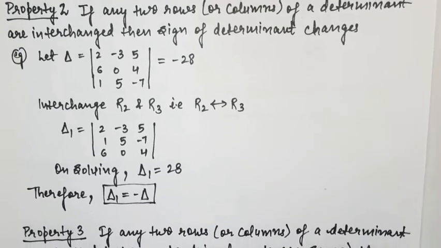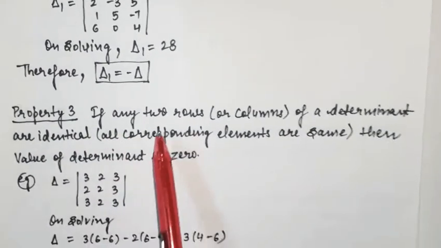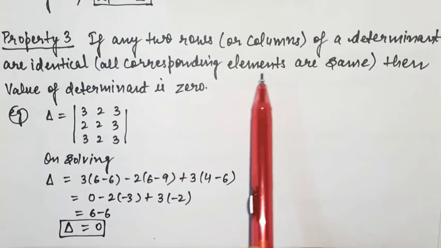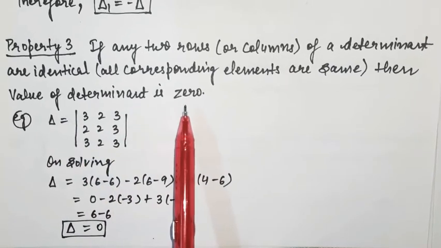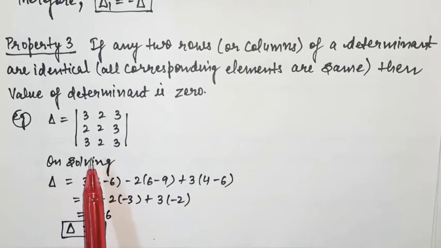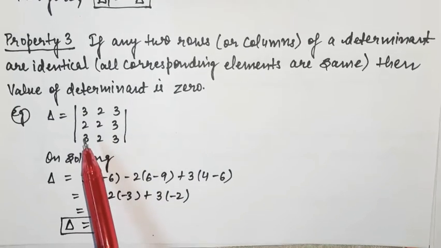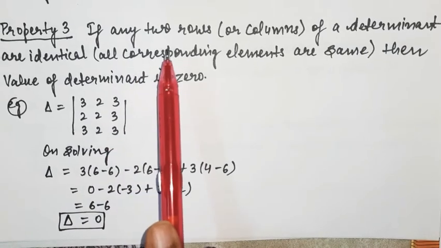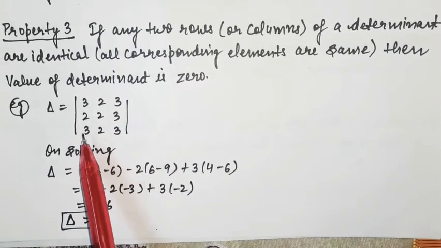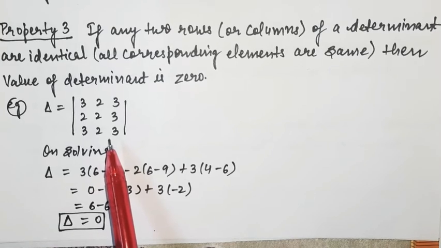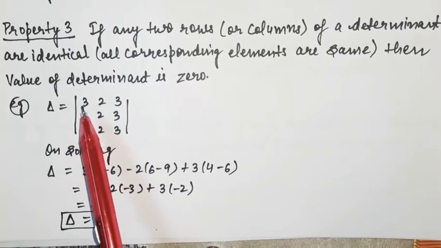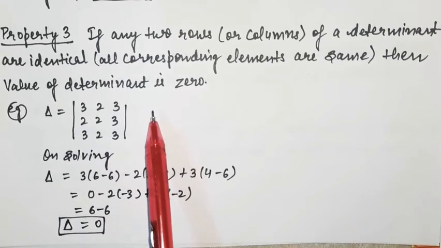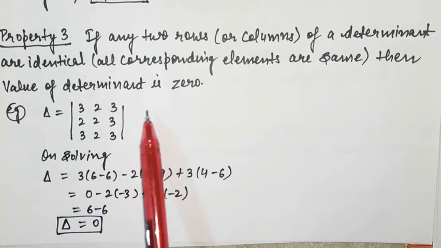Now, the third property: if any two rows or columns of a determinant are identical, that means all corresponding elements are the same, then the value of the determinant is 0. Let's suppose this is the example. Here 3, 2, 3 is given, then 2, 2, 3, then 3, 2, 3. Now, R1 and R3 have the same elements. If any two rows or any two columns are the same, then the value of the determinant will automatically be 0. You can state this property and write 0 directly.